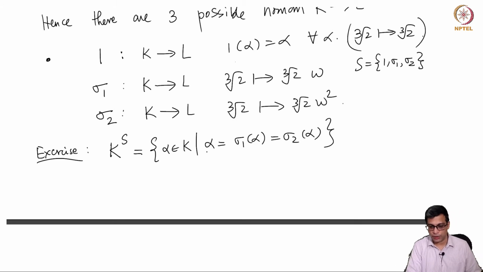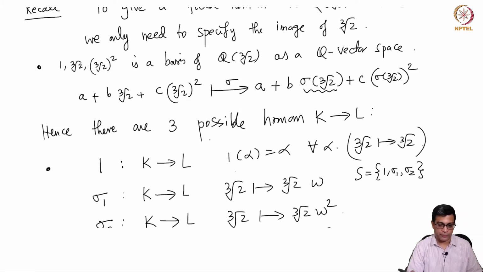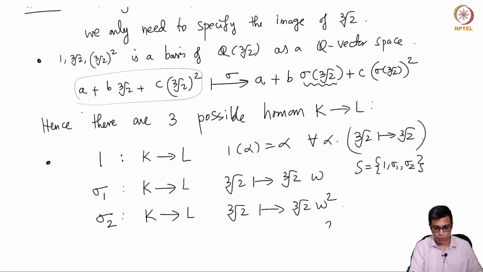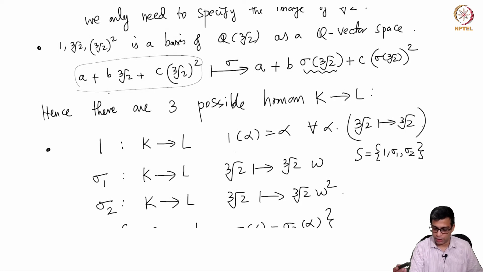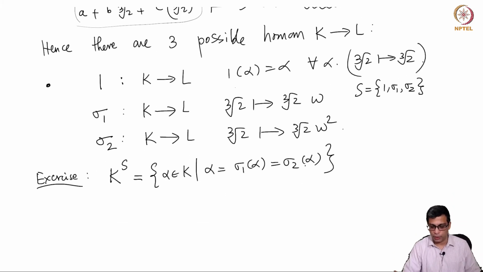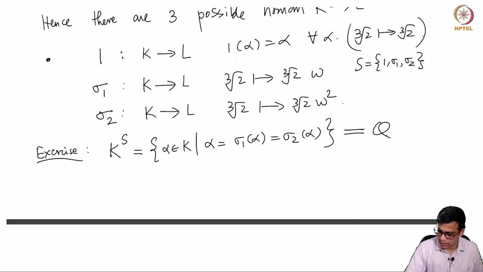Because alpha is the image of 1, I will not write it as 1 of alpha, I will just write it as alpha. So if you take an arbitrary element alpha of this kind, it goes to A plus B cube root of 2 omega plus C, under sigma 1 it goes to A plus B cube root of 2 omega plus C times cube root of 2 omega whole square. Under sigma 2 it will go to something else, you can write it down, and if these are equal you conclude that B and C are 0, so that means it is a rational number. So this is the exercise.